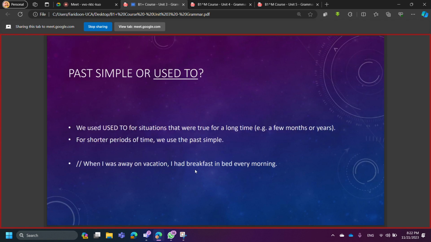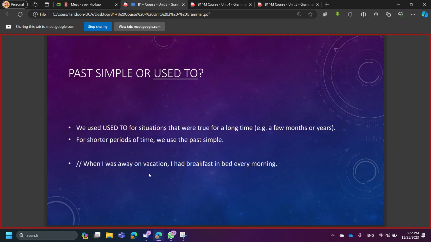Okay. So what about past simple or "used to"? What about this competition? Which of them should you use? Okay. So we use "used to" for situations that were true for a long time, examples like a few months or a few years or something like that. But for shorter periods of time, we can use the past simple.